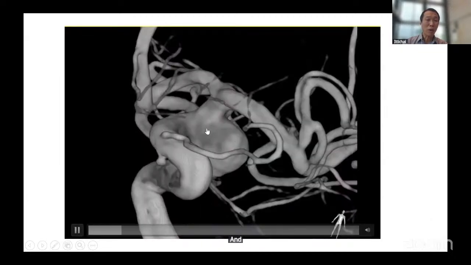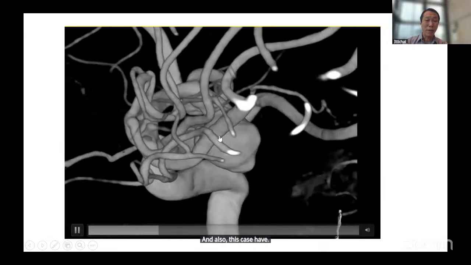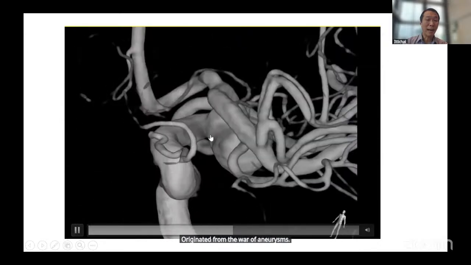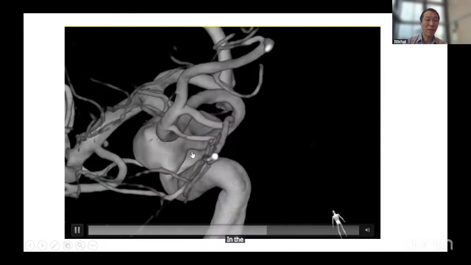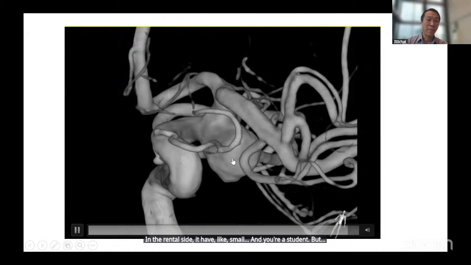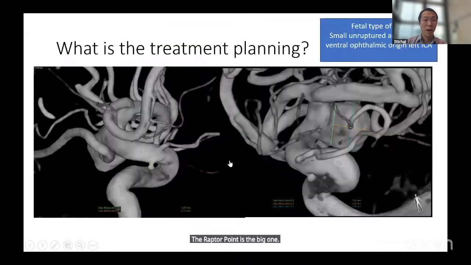Also, in this case the PCOM originates from the wall of the aneurysm, and there is another small aneurysm on the ventral side. But I believe the rupture point is the bigger one. How can we decide on the treatment option in a ruptured case like this? It may be difficult to discuss with the patient's family. What about the risk and complication of treatment?